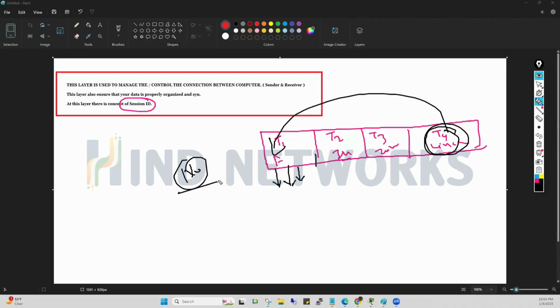Getting my point? Why do we have this type of feature? Because of the session ID. For example, if you are working in tab number 1, and you are using facebook.com, there will be a connection between your computer and the Facebook server. That is what I told you, the session layer. The session layer is responsible for establishing and managing the control of the connection.